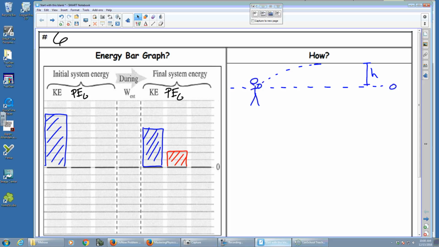Good question. All right, so right away, that leads me to my how. It says that the kinetic energy initial has to equal the kinetic energy final plus potential energy, gravitational, final. The bar graphs give us the equations. Really kind of essential understanding.